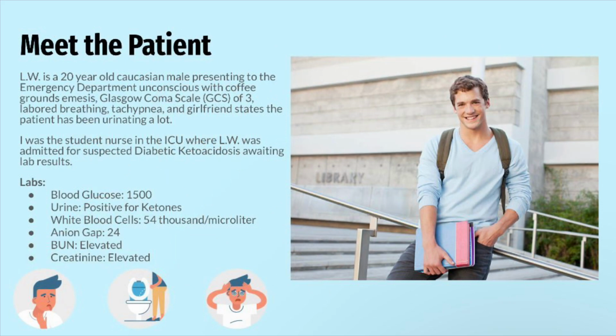Meet the patient. LW is a 20-year-old Caucasian male presenting to the emergency department unconscious with coffee grounds emesis, a Glasgow Coma Scale or GCS of 3, labored breathing, tachypnea, and the girlfriend states the patient had been urinating a lot. I was a student nurse in the ICU where LW was admitted for suspected diabetic ketoacidosis awaiting lab results. Prior to admission, the patient had not been diagnosed with diabetes at all.